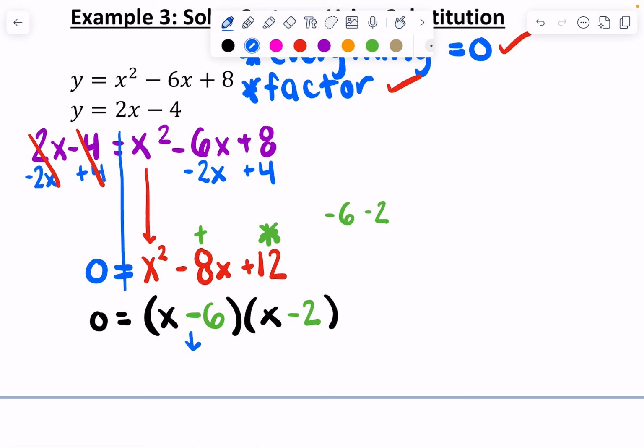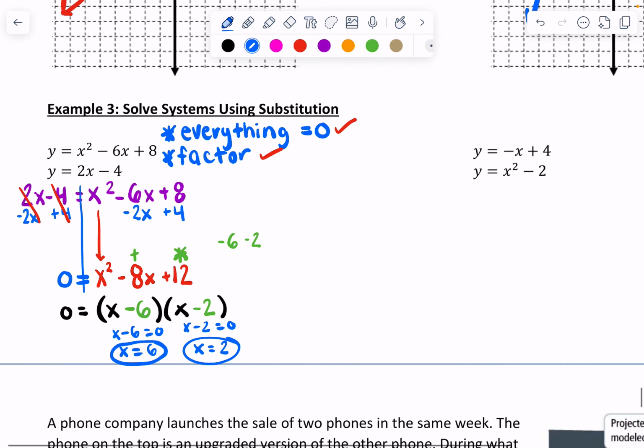Well, you guys know we set these equal to 0, and we solve them. Now, let me back up, and I'll do that for you. So we set our first factor equal to 0, and we solve for x. When we do, we get x equals +6. And same thing over here, x minus 2 equals 0. Solve that, and we get x equals 2. Now, here is the first half of our answers, you guys.